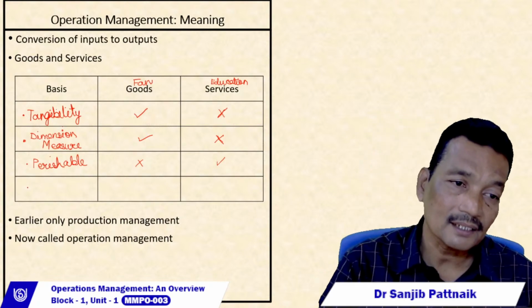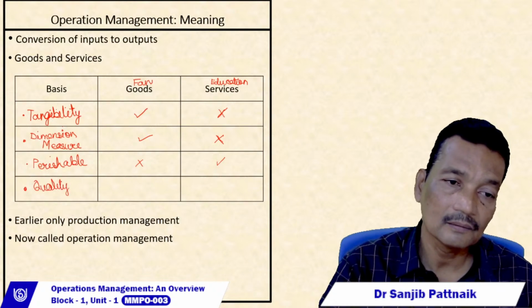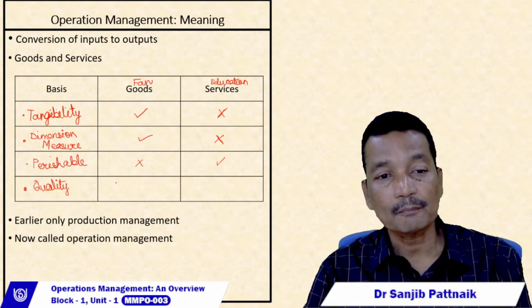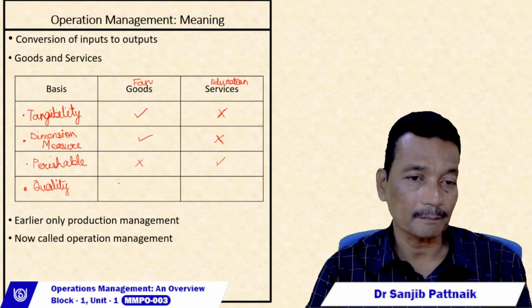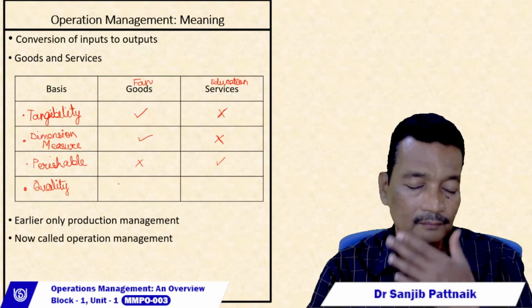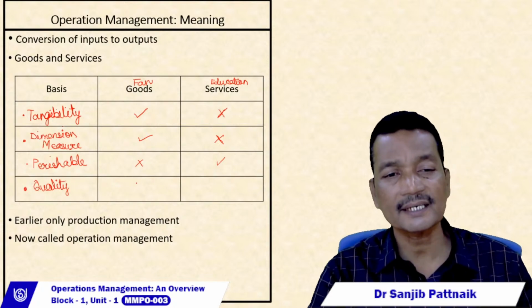Another aspect we can take is quality. Suppose a particular model of ceiling fan of a particular company. Let me take Bajaj. Suppose the model is X100.